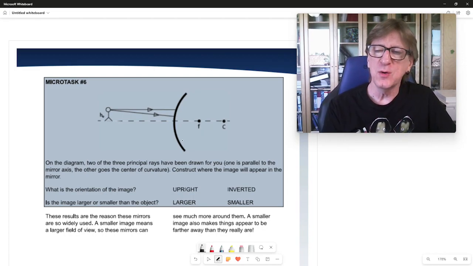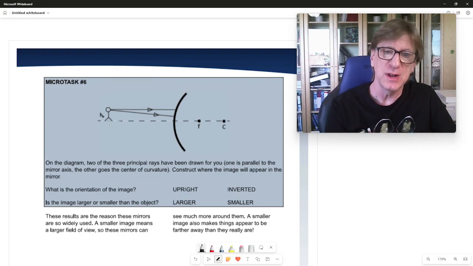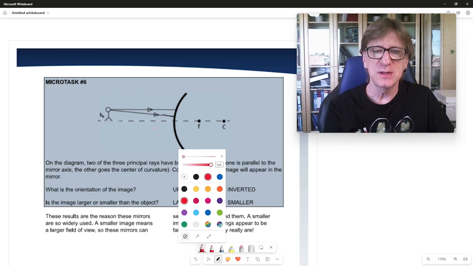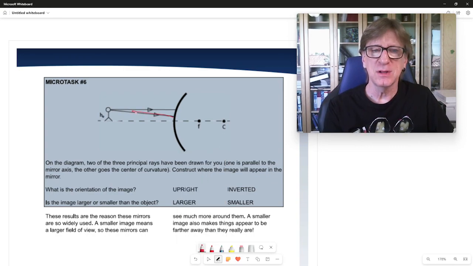So we want to know what is the orientation of the image, and we're going to do the same kind of ray tracing that we did before, but remember, things are bouncing off of the mirror now. So remember that if it comes straight into the center of curvature, it's going to get, let's use red, reflected straight back along its path. And if it's parallel here, then it's going to get reflected away from the focus. It would have been through the focus with the convex mirror. Put that right about there.